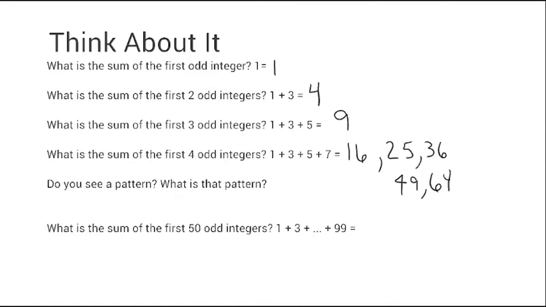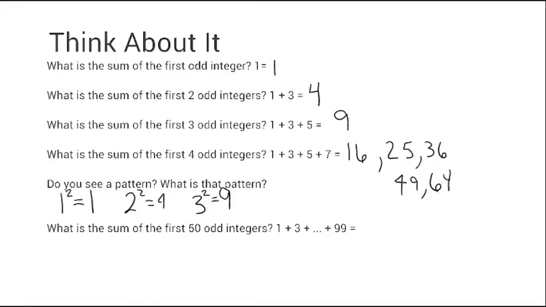Okay. 1 is 1 squared. 4 is 2 squared. Notice when I wanted the first 1 odd integer, if I square 1, I get its sum. If I want the sum of the first 2 odd integers, if I square 2, I get the sum. Let's try the third one. 3 squared is 9. So if I want the sum of the first 3 odd integers, I just square the 3 and I get 9.